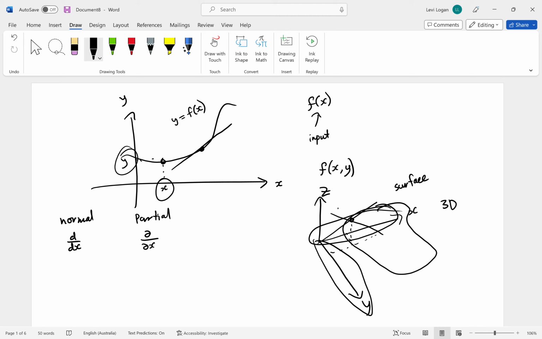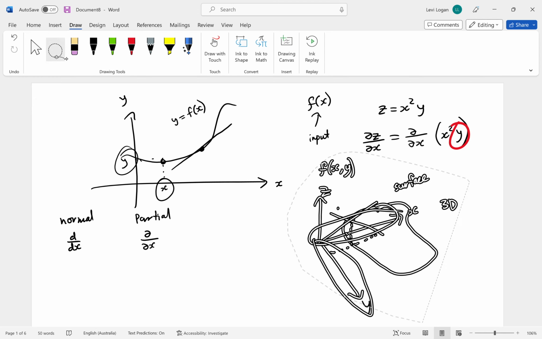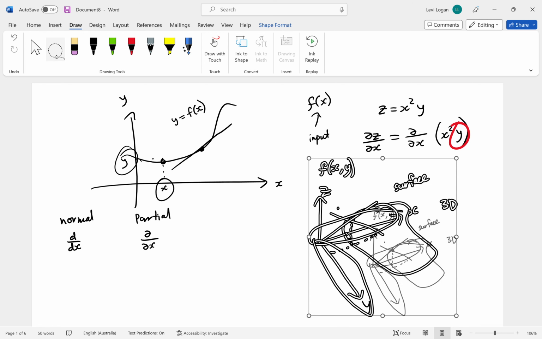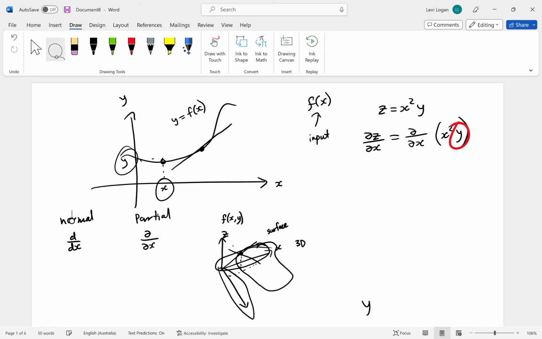So if you have, let's say, z equals x squared y, and you want to find the partial derivative with respect to x, you just differentiate this whole thing with respect to x, except you keep the y as a constant. You treat it as a constant value. So all you're doing is just differentiating with respect to x. Actually, I'm just going to move this whole diagram out of the way a bit and put that there.